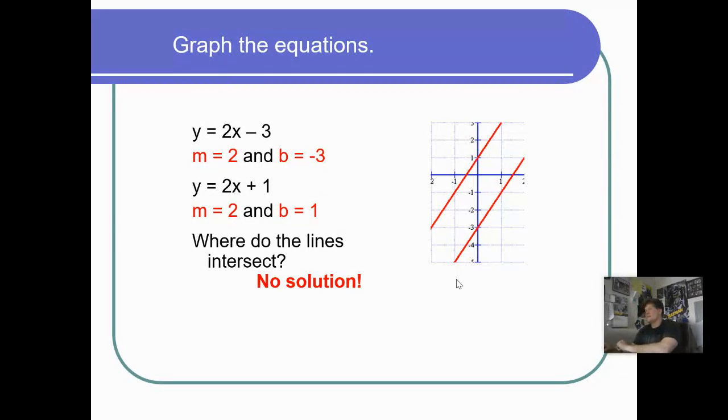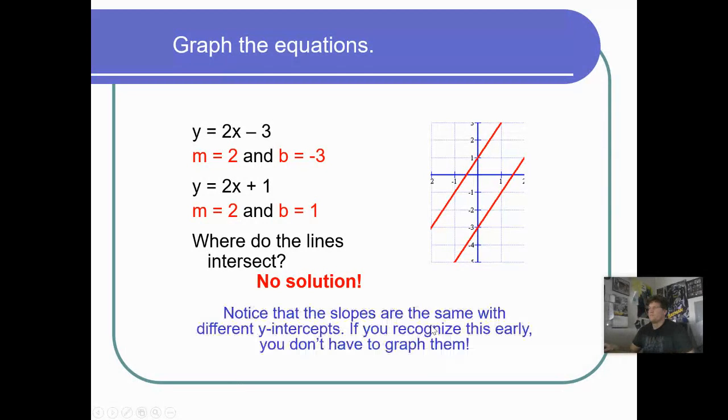Parallel lines never intersect. That tells us right away: no solution for this system. That red flag, that red alert we were mentioning: you saw slopes were exactly the same. If you recognize early, why graph them? You already know slopes are the same. You know the intercepts are different. You can tell they're going to be parallel lines right there. You can tell right away. No solution.